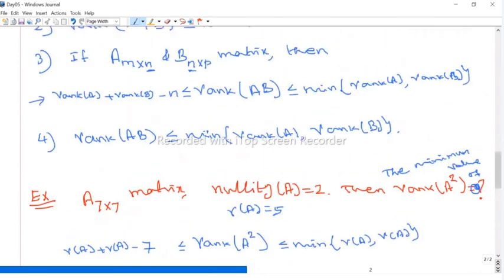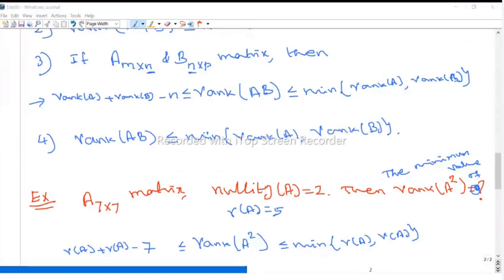Therefore, this formula is very important: rank of A plus rank of B minus n is less than or equal to rank of AB, which is less than or equal to the minimum of rank of A comma rank of B. Once they give the rank of one matrix, they will ask the rank of another matrix. So any doubt in this? Now we have defined what is rank and nullity. Maybe we will discuss more problems once we define what is linear transformation and all the things.